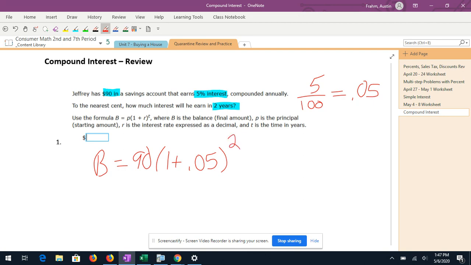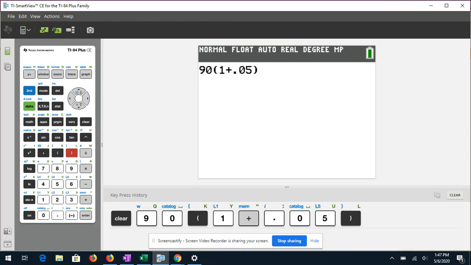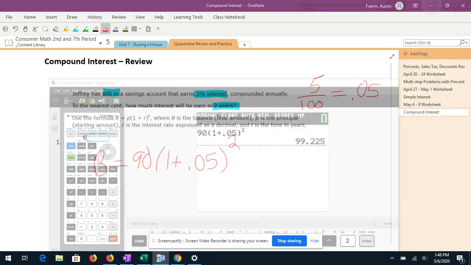So this is what we're going to type into our calculator. 90 times 1 plus 0.05 to the second power. Now, we need to round this. If you notice, there are 3 decimals, but with money, we should always round it to 2 decimal places, so it'd be $99.23.